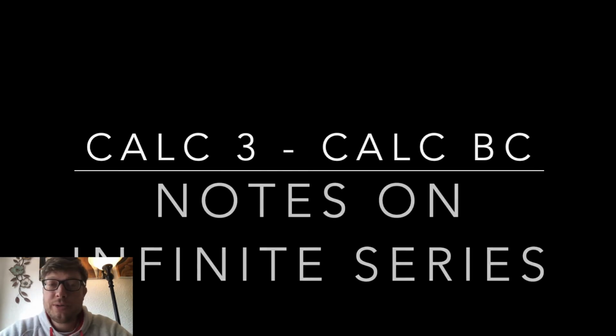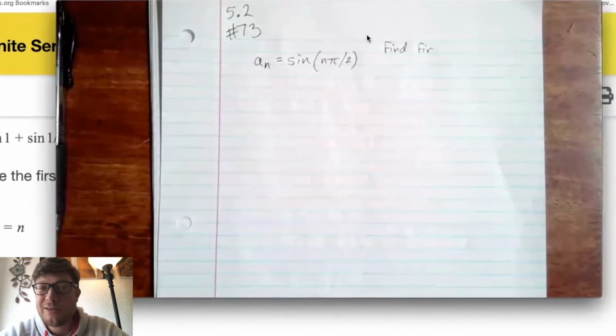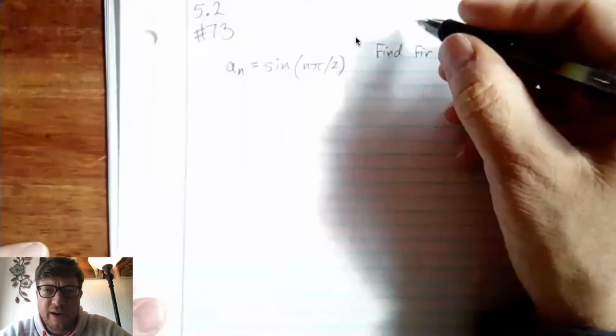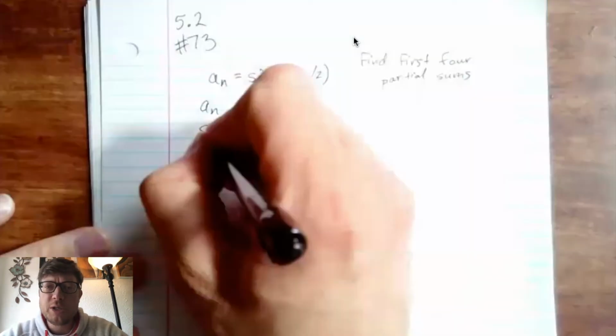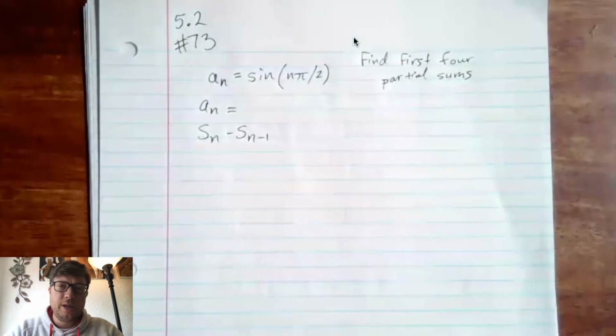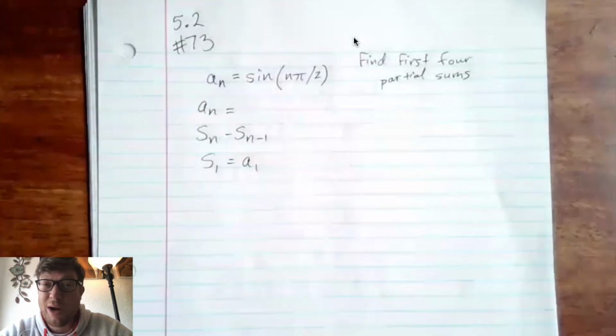What's up, guys? Calc 3 notes, notes in the infinite series. This is in conjunction with the telescoping series conversation. Specifically, we're talking here about number 73, number 75, some of the homework from 5.2, some things that you should work on. Here in this problem, the point for these types of questions is to just write them out.